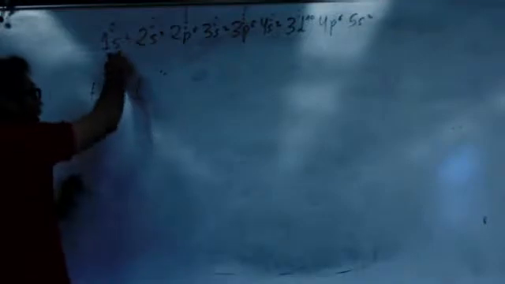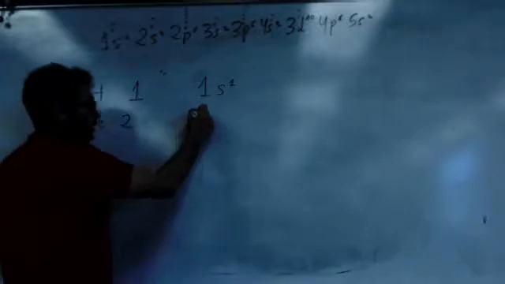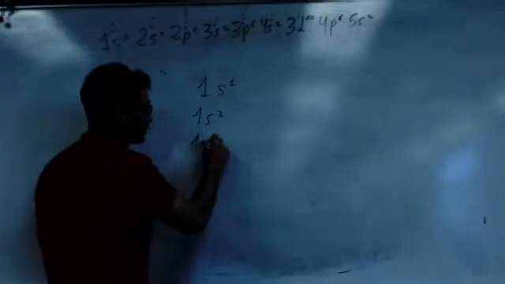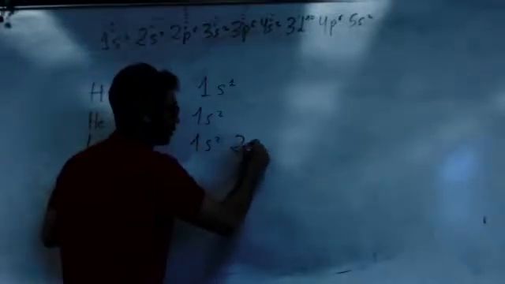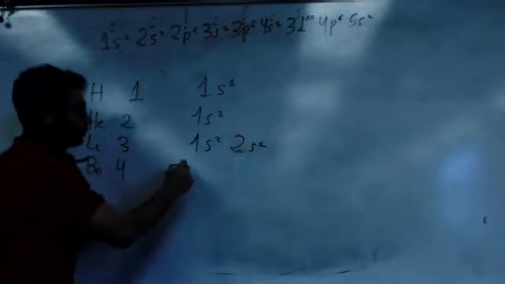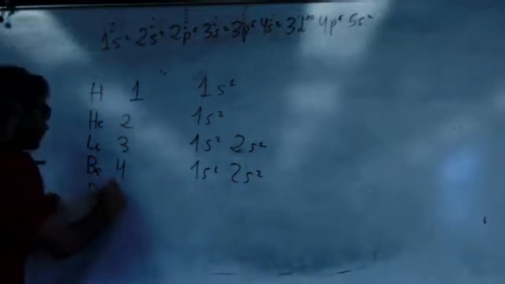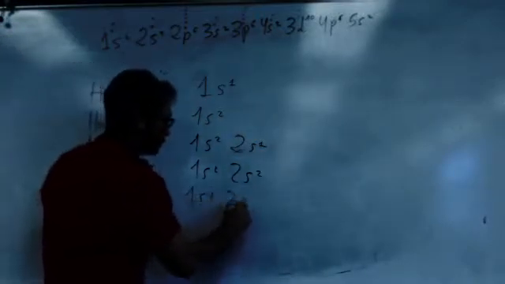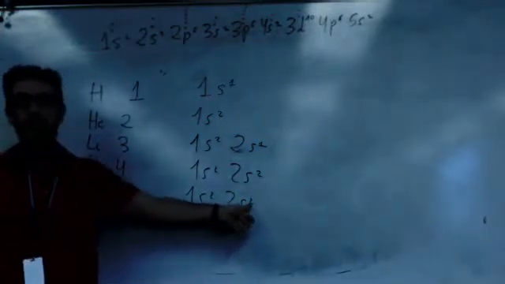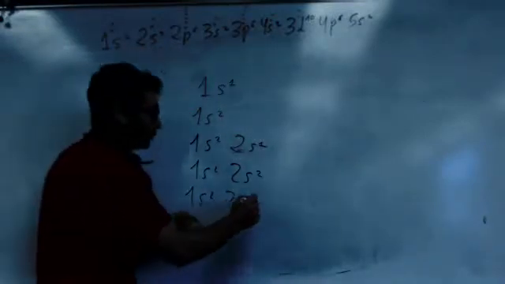So for hydrogen it would be 1s1. For helium, 2 electrons, 1s2. For lithium, 3 electrons, 1s2, 2s1. For beryllium, we got 4, 1s2, 2s2. For boron, 5, 1s2, 2s2. When you're finished with this, you got to get to the other one. So you got here 2p1, okay?